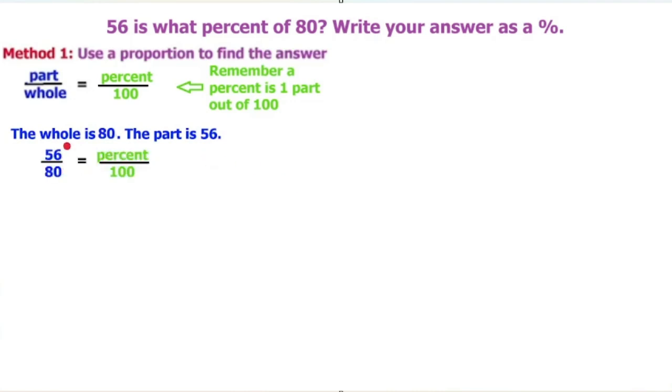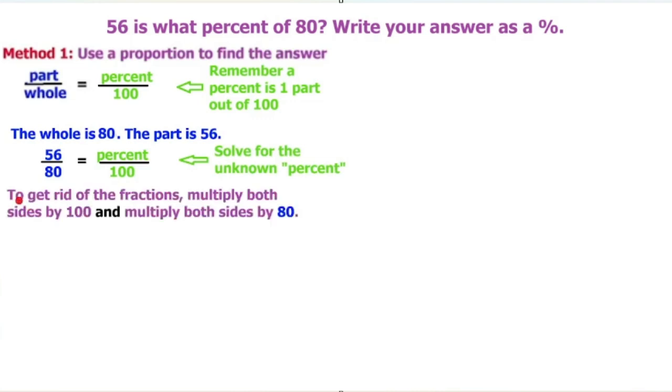Now we can use the equation here to fill in the numbers. So 56 over 80 equals percent over 100. So we just need to solve for percent to figure out what the number is. Solve for the unknown, percent. So to get rid of the fractions, multiply both sides by 100 and multiply both sides by 80. Okay, so we're going to multiply by 80 and 100, both sides. And I'll show you why we do that at the end. So it's just to get rid of all the fractions.